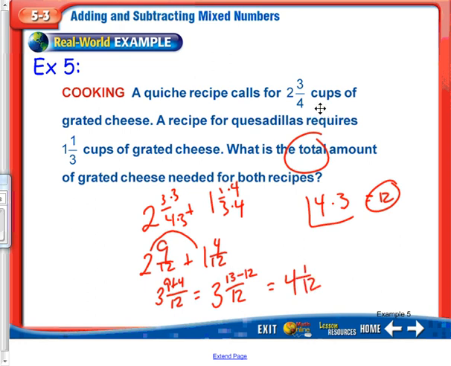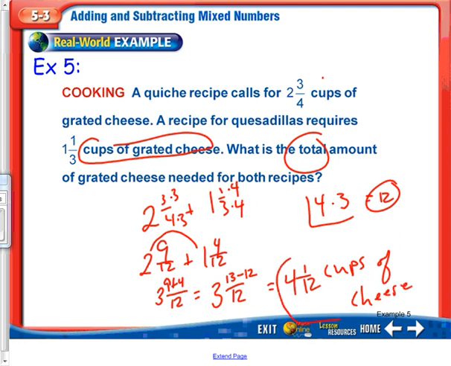And now I need to look for my units, and that's cups of grated cheese. So we'll just say 4 1/12 cups of cheese, and that will be fine. So sometimes we'll need improper fractions here to work out a problem, but whenever we're answering it, we want to write it as a proper mixed number.